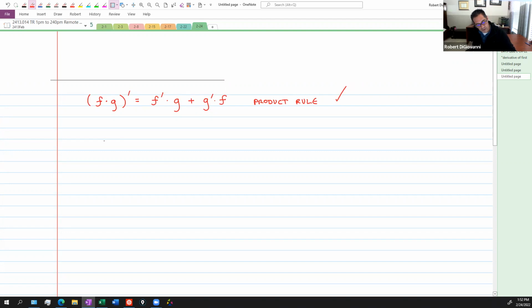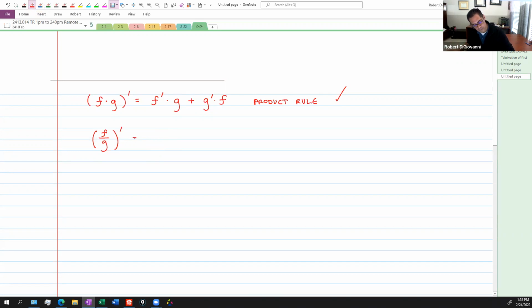So the question becomes, what if instead of multiplication, we have division? We have f divided by g, and we want to take its derivative, right? Well, just like the product rule, you wish it was this, right? That would make life good. That's not it though, okay? That is not it. So you ready for the formula for the quotient?